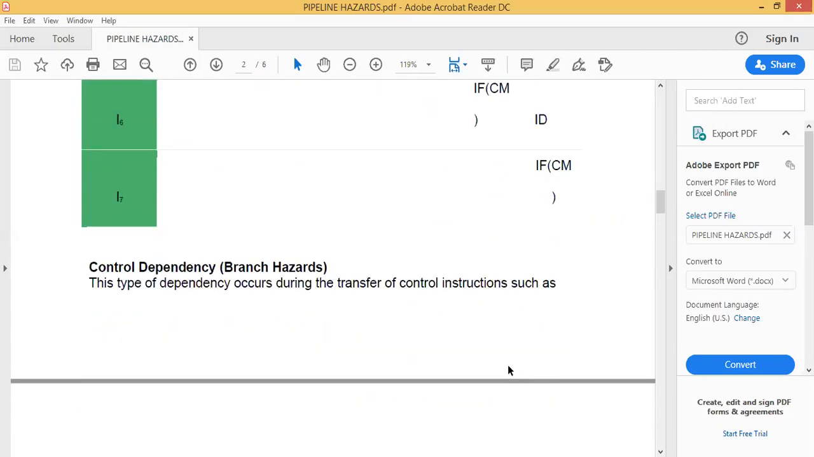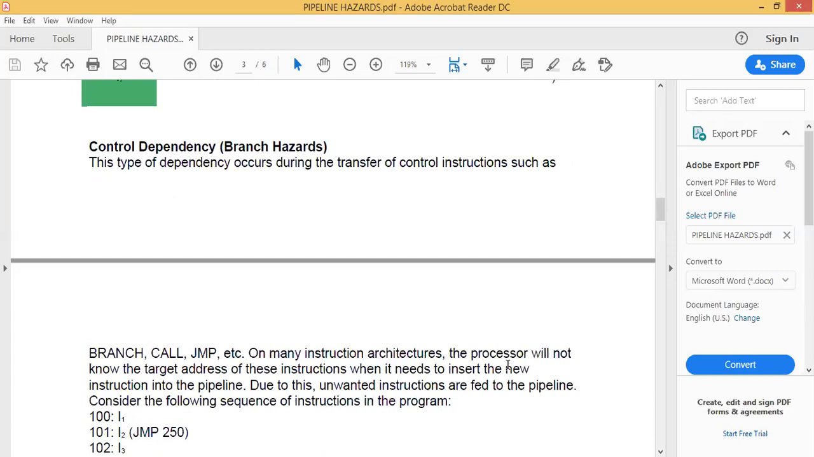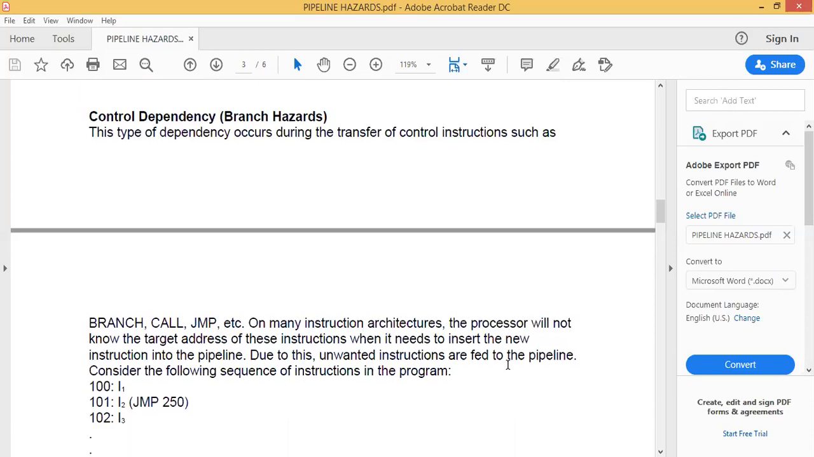Next, control dependency. These types of dependencies occur during the transfer of control instructions such as branch, call, JMP, etc. On many instruction architectures, the processor will not know the target address of these instructions when it needs to insert the new instruction into the pipeline. Due to this, unwanted instructions are fed to the pipeline.